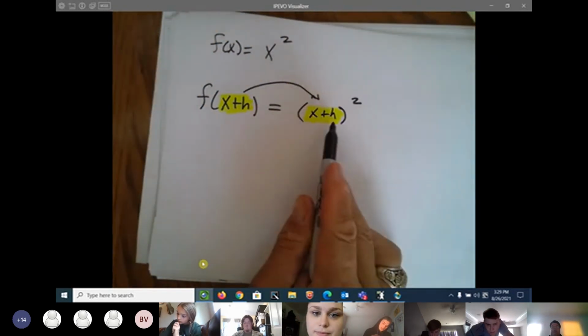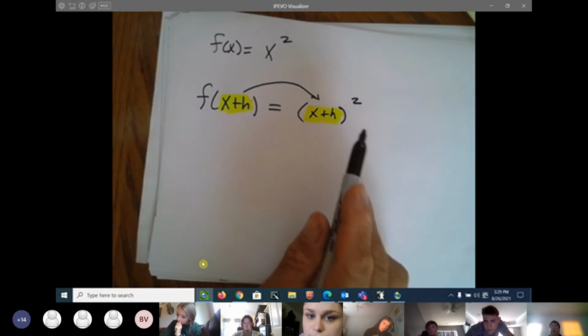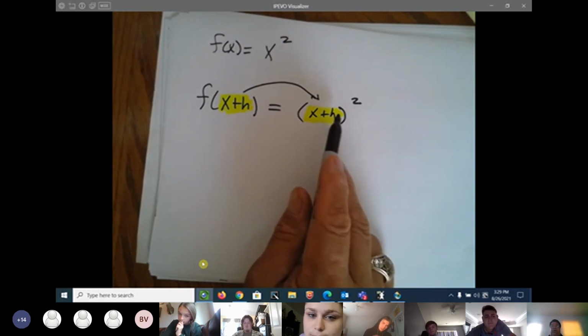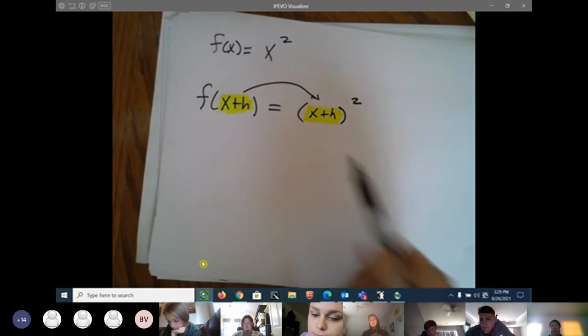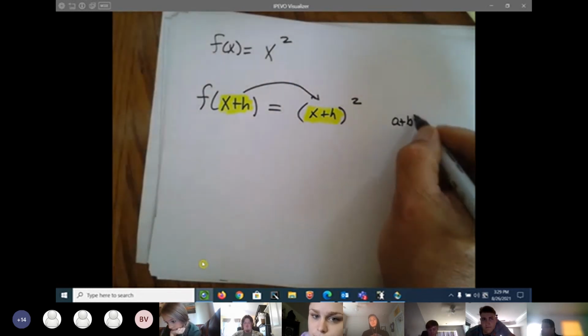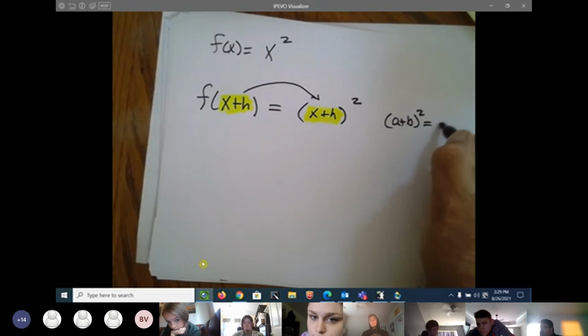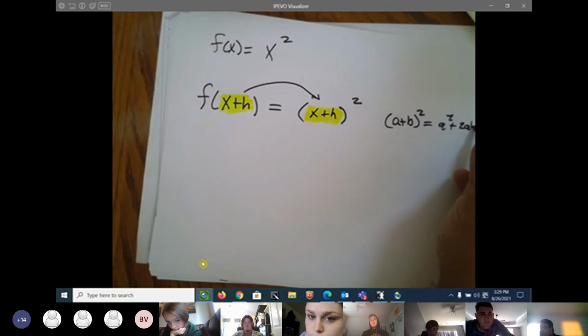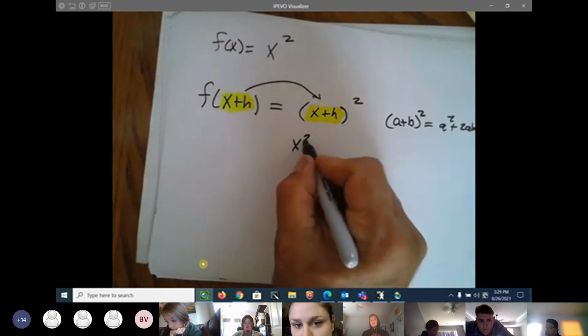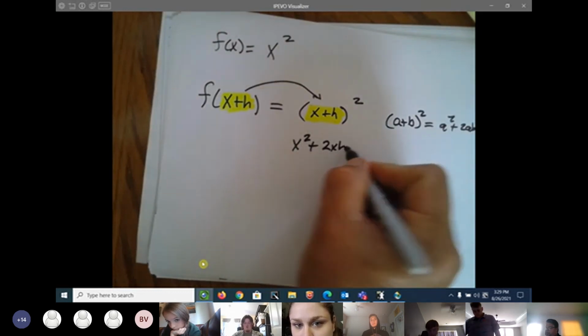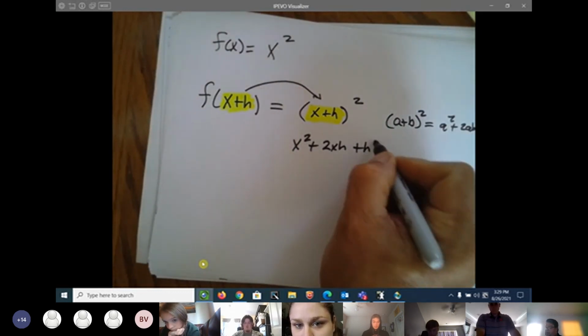Now, am I done here? Oh, hell no. Because we've got what next? This is shortcut number 1. A plus B, quantity squared, is equal to a squared plus 2ab plus b squared. So that's going to be x squared plus 2xh plus h squared. Now you're done.